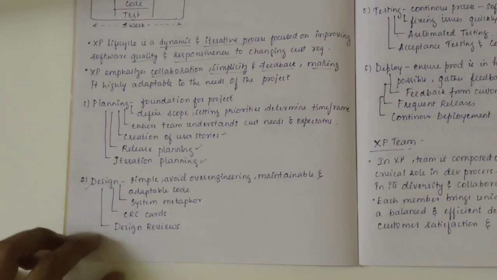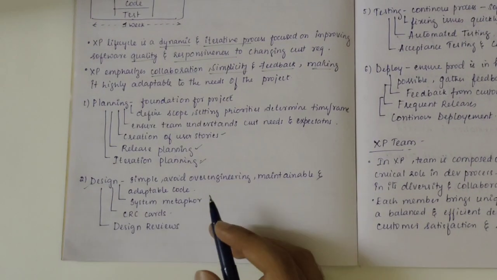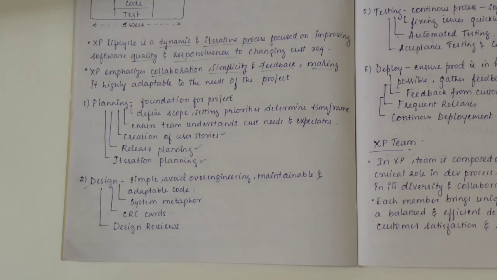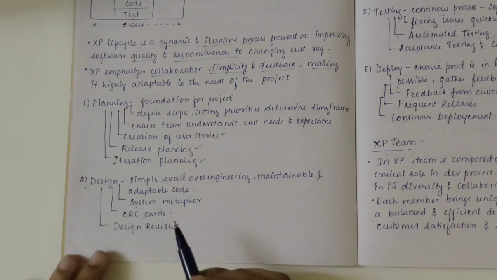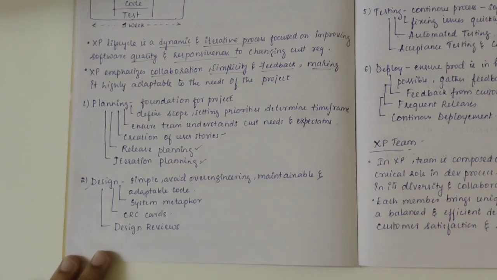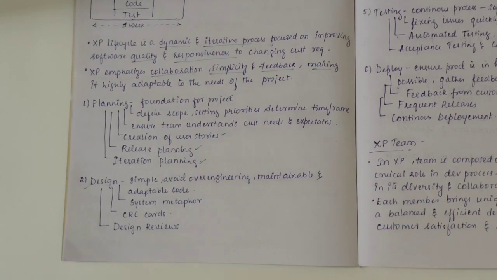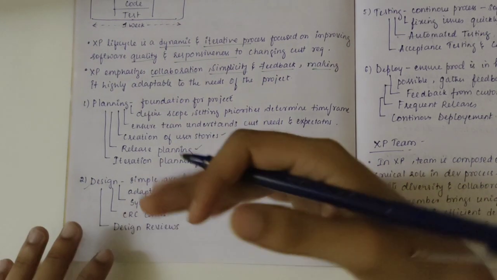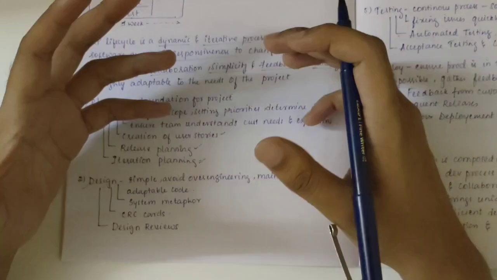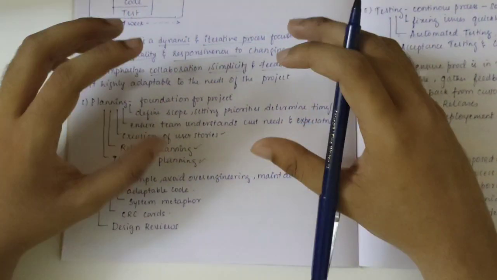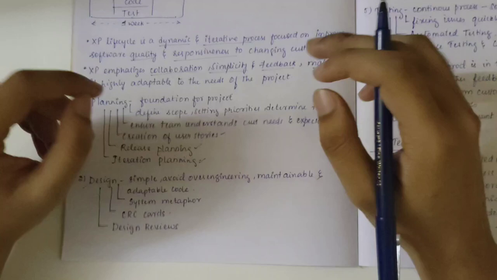Next we have the design part. In design, we design a simple, understandable model instead of going with an over-engineered design. It should be maintainable and adaptable code. XP encourages us to design simple, straightforward models which meet the current requirement without over-engineering it.